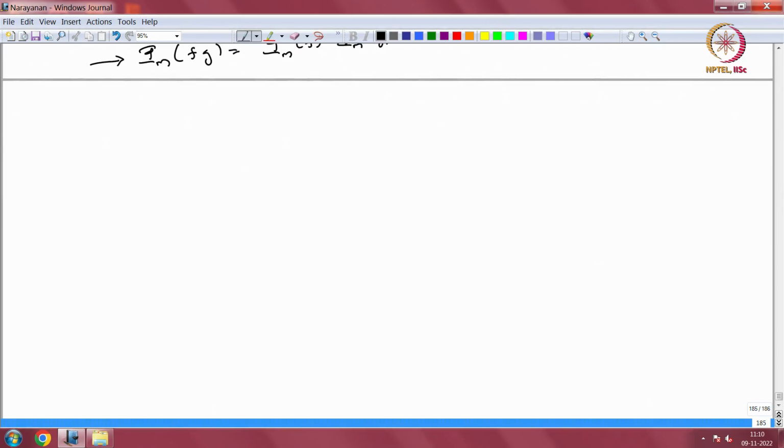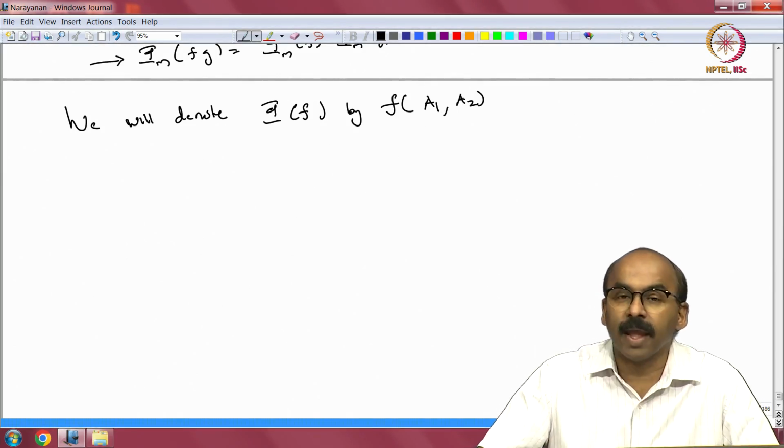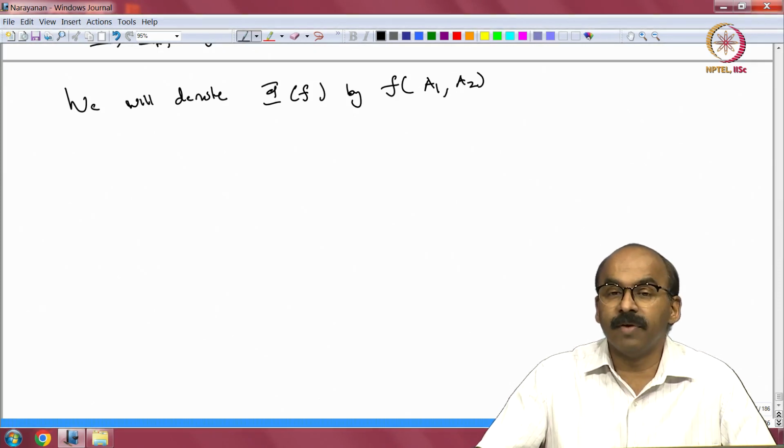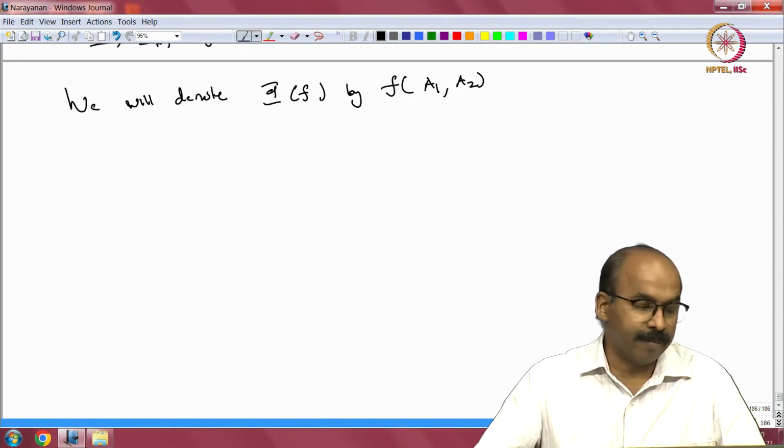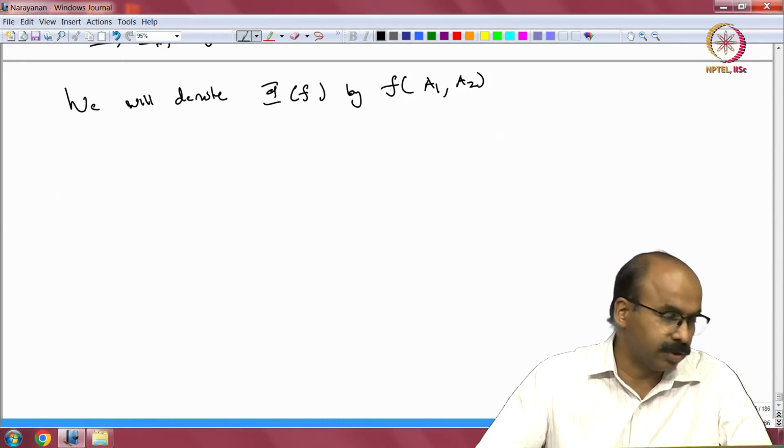So, once we have developed this, we will denote phi f by f of a1 a2, okay. Because we had done this for a single operator, f of a, right. Similarly f of a1 a2, we have 2 operators, or if you have n operators you have f of a1 a2 up to an, and the same proof works for n and so on, right.